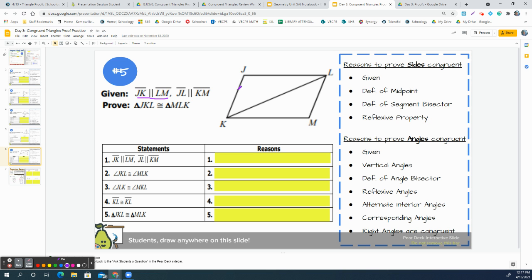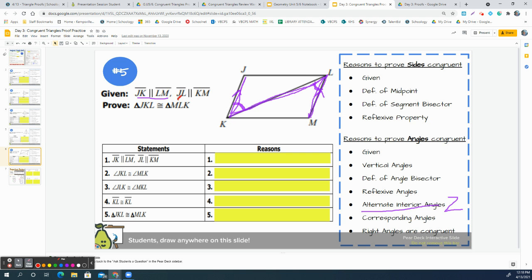JK is parallel to LM. So JK is parallel to LM. So if I draw this N or Z, right? Do you see that purple Z laying on its side? This angle up here is congruent to this angle down here. These are alternate interior angles. Alternate interior angles look like Z's or N's.